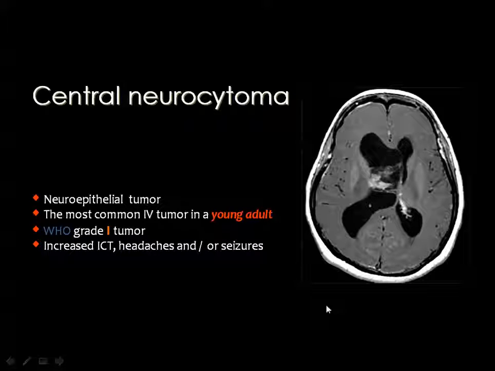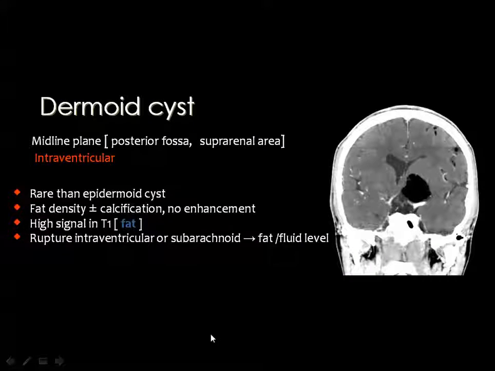The central neurocytoma is common in young adults. It's a low-grade tumor, and it may contain calcium and cystic changes as well. Then you remember that dermoid cyst may occur inside the ventricle, but commonly it occurs in the subarachnoid space.